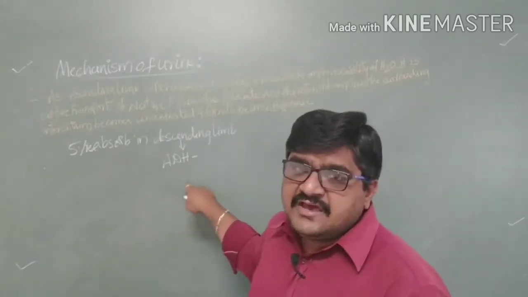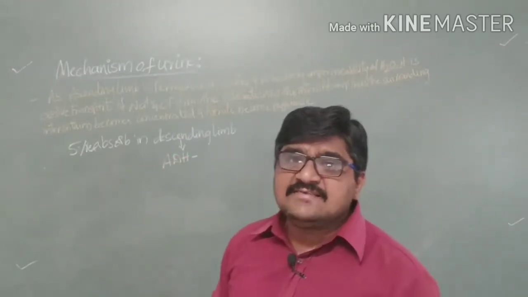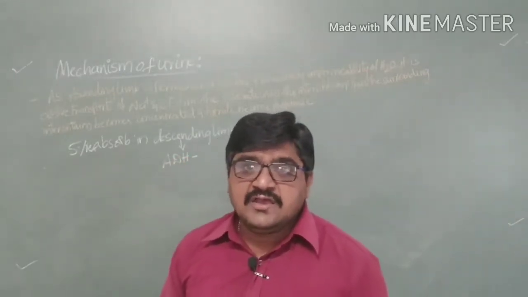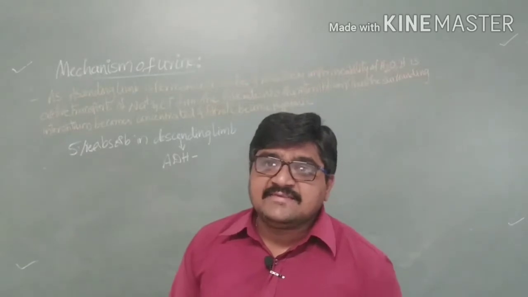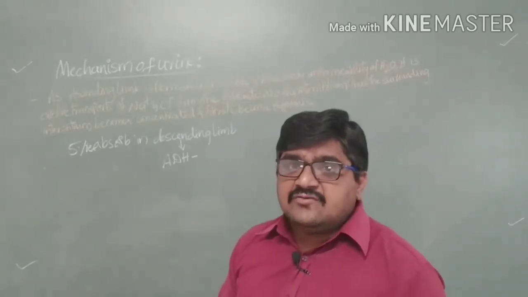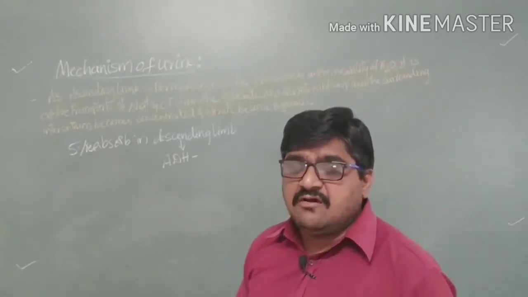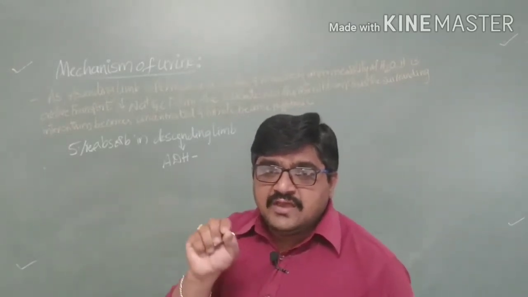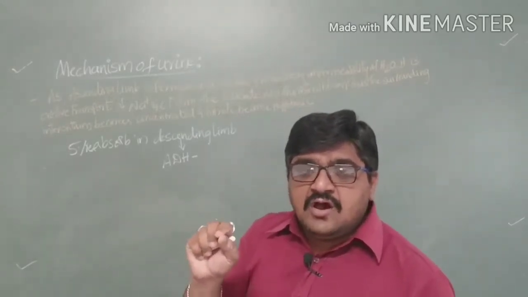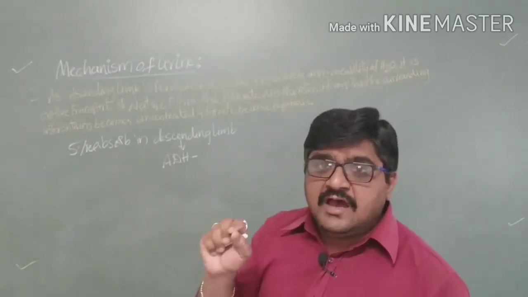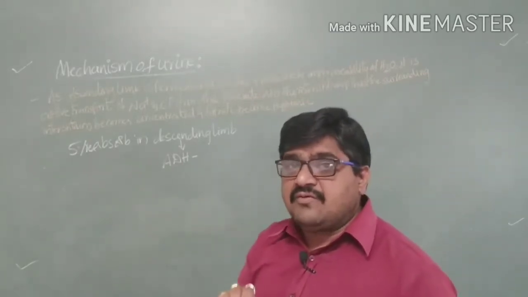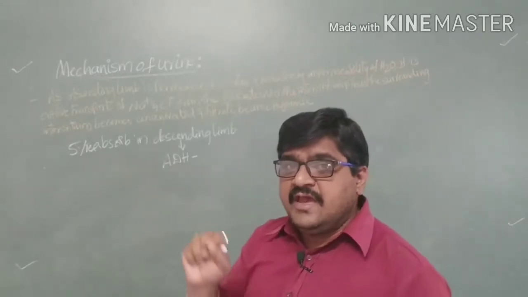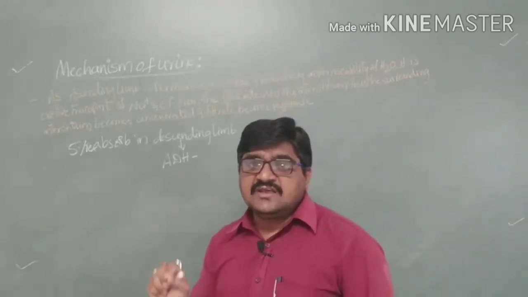And also the osmolality of the ascending as well as the descending limb is increased, where due to this increasing osmolality, fluid moves from the descending limb to the vasa recta, and also from the ascending limb to the vasa recta.